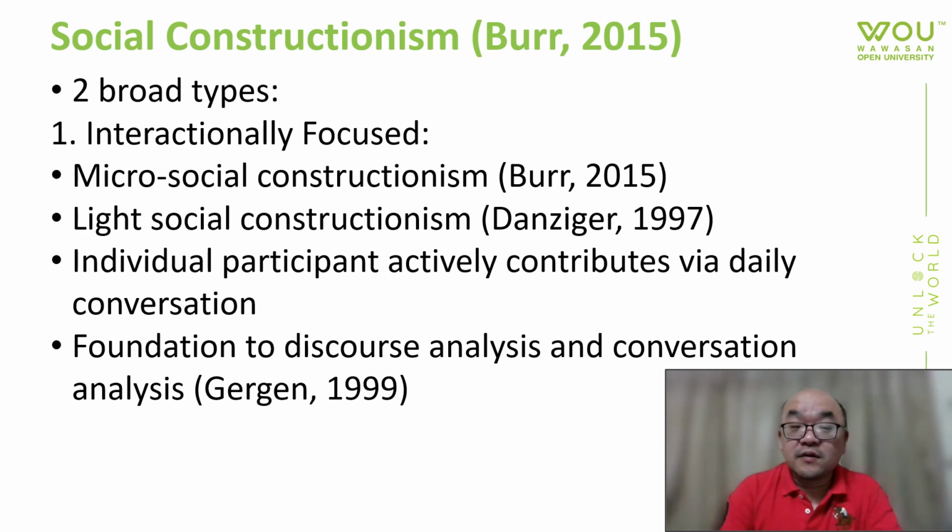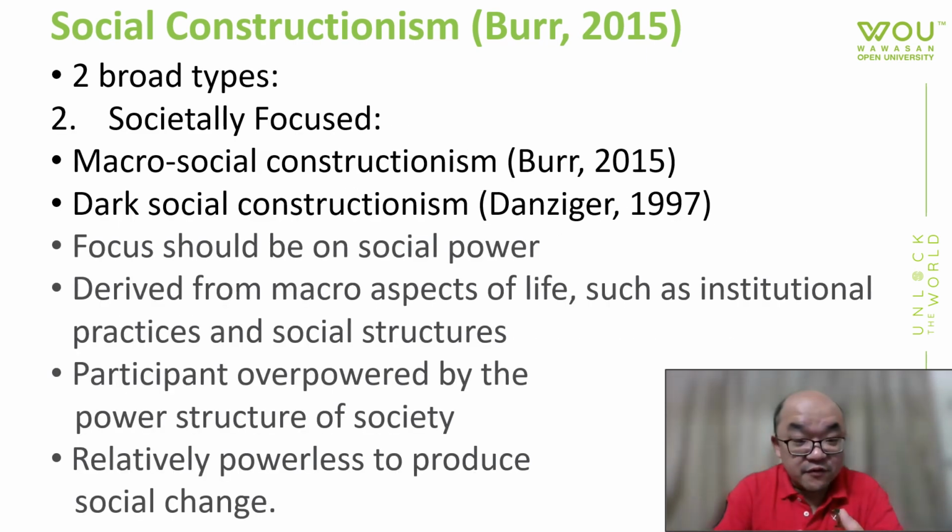The second type is societally focused. This is on more a macro level, and it's called dark social constructivism, because the focus now, instead of individual experience, is on the social power or the social power structure. So this derived from a larger aspect of life, like institutional practice or the social structures or social inequality. Remember, we talk about social constructivism as social justice is a key thing.